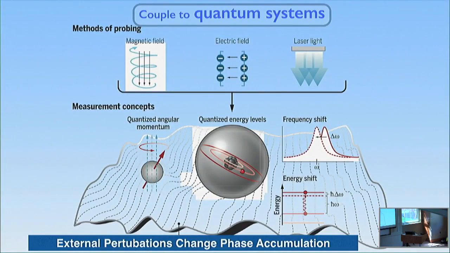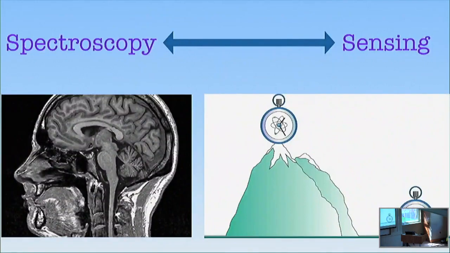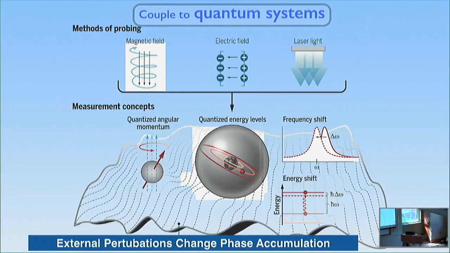What we do in AMO is we couple quantum systems, things like atoms or spins. And the first thing that you notice when you do this in the laboratory is that these resonances can shift due to external perturbations. That can be turned around and turned into sensing, as you've heard about. Here's a classic example of MRI, but also gravity gradients, etc. So doing spectroscopy on objects like this immediately leads to sensing.